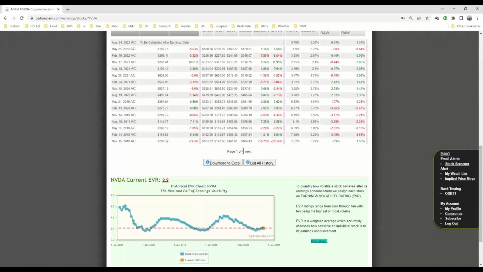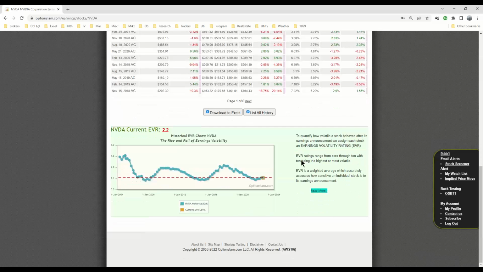Rather than go 16 per page and get 6 pages and go 1 page at a time, you also have the option to list all history. Last but not least, on the earnings history page is the EVR chart.